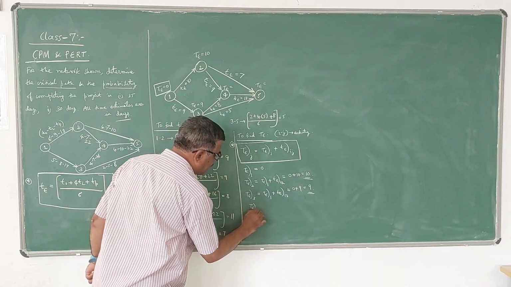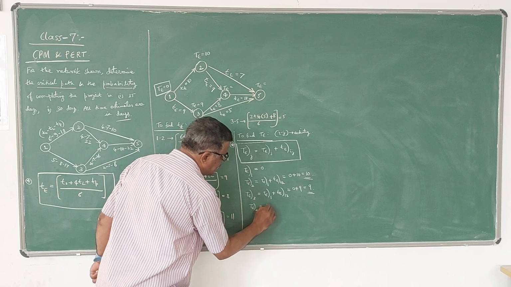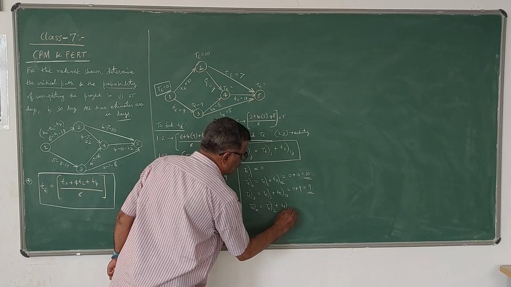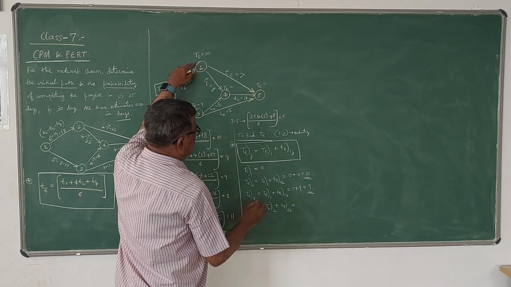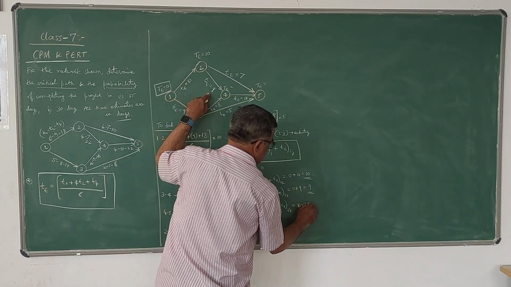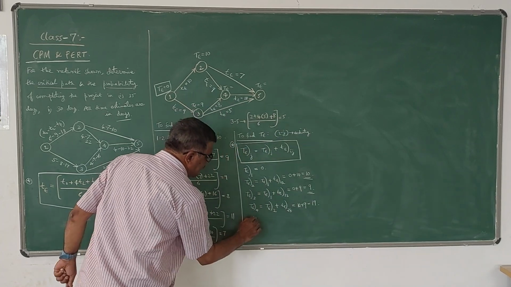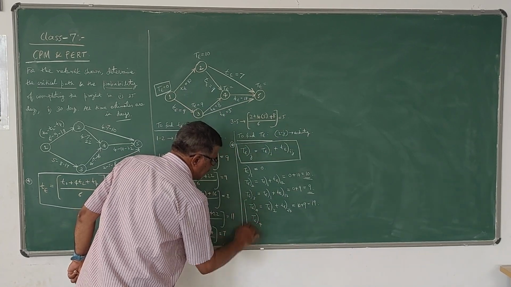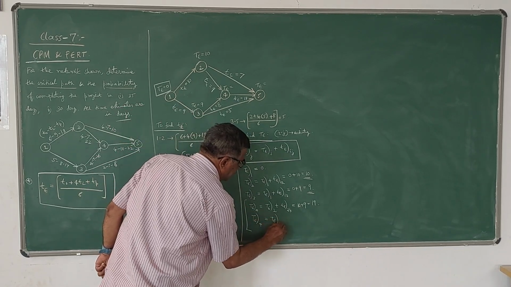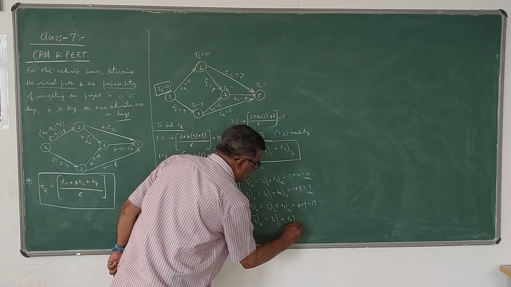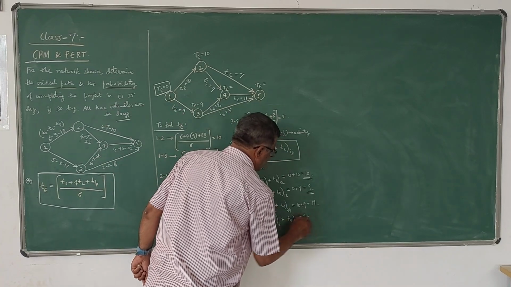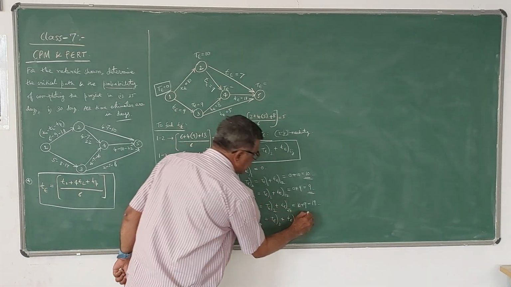So TE4 you can find out using two activities. One is TE2 plus small TE24. TE2 we got 10. Small TE24 is 9. So 10 plus 9, 19. TE4 can be found out using another path, that is from 3. So TE4 is TE3 plus small TE34. TE3 is 9 plus small TE34 is 8.